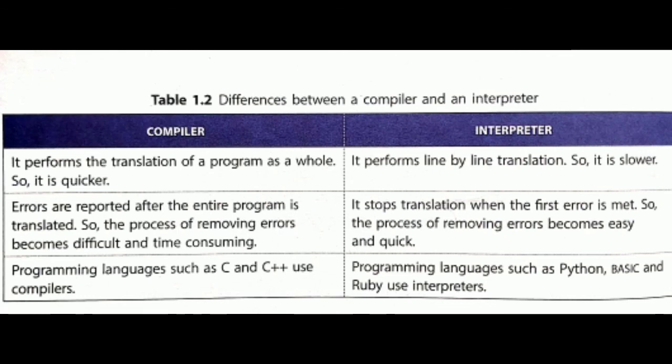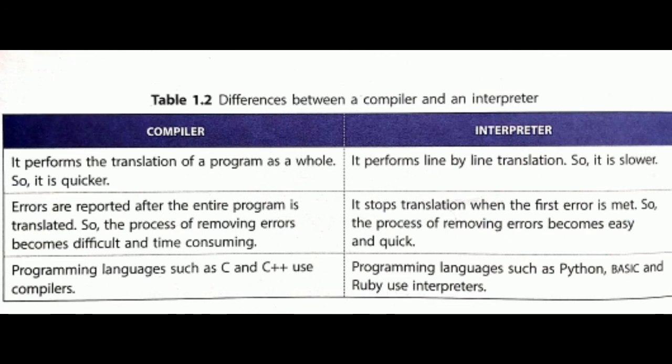Once again, in a compiler, since the entire program is translated as a whole, only after that entire process of translation is complete, the errors will get detected and removed. But in an interpreter, since we translate only one line of a program at a time, if an error is met, the process of translation stops there, and only when the error gets removed, the translation continues.